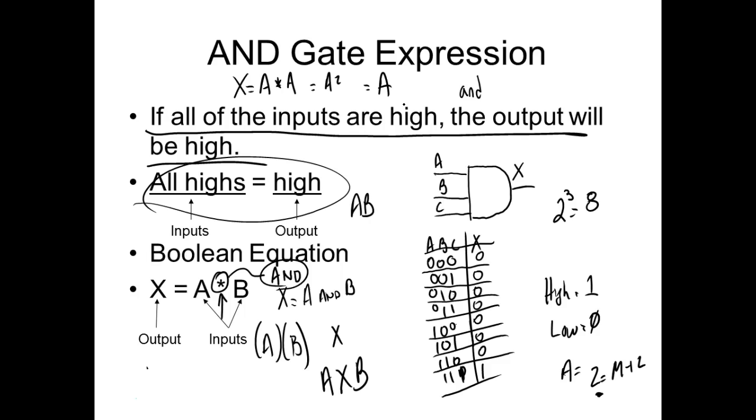But in Boolean equations, the output always goes on the left, right? You understand that? So we wouldn't say x is equal to A times B. We'd say in Boolean equations, x would equal A AND B. And all the things that you use to represent multiplication in algebra or in math, we could use the same in Boolean equations. Everybody understand that? Yes or no?